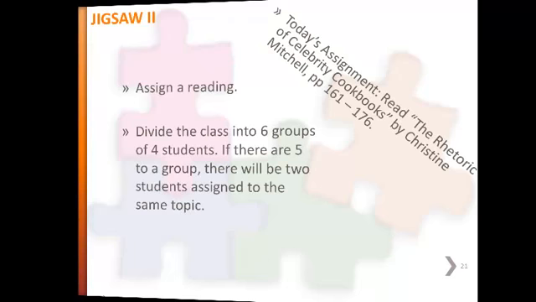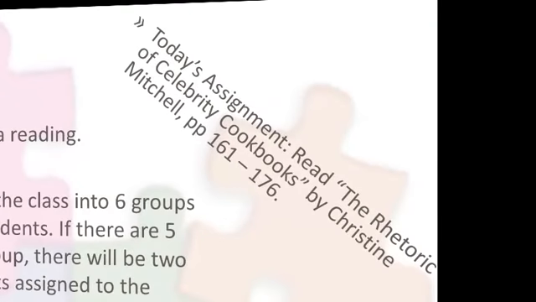Now let's take a look at Jigsaw 2. Jigsaw 2 works much the same way as Jigsaw 1, but readers move more quickly through the reading because they come to class with a more thorough understanding of the piece. This activity presupposes a higher level of reading comprehension. For this activity, I am going to use the selection The Rhetoric of Celebrity Cookbooks by Christine Mitchell.